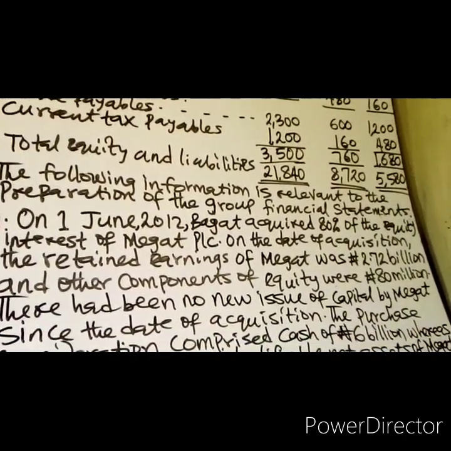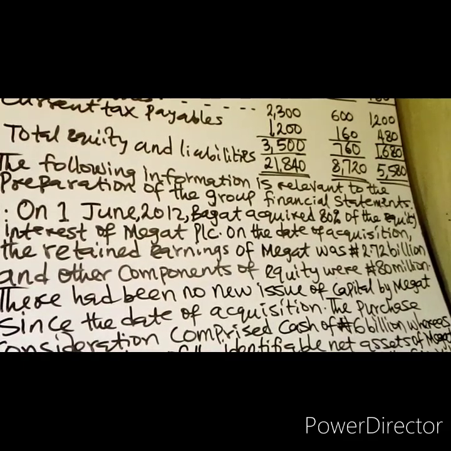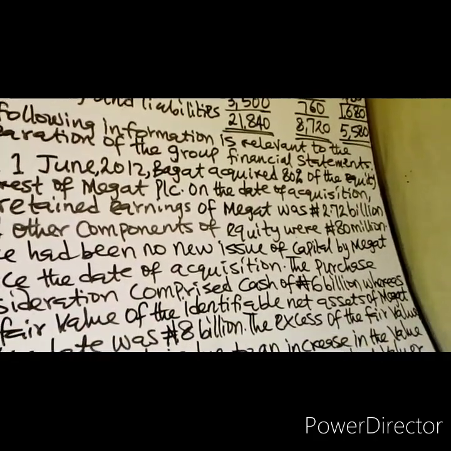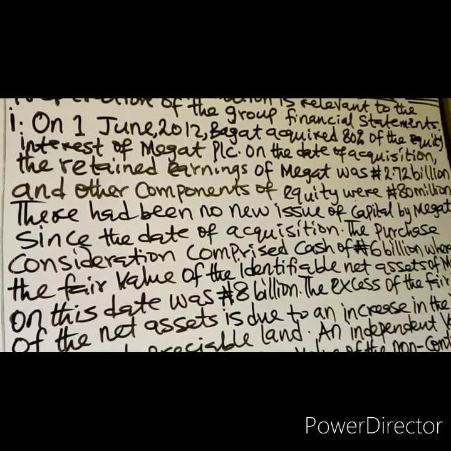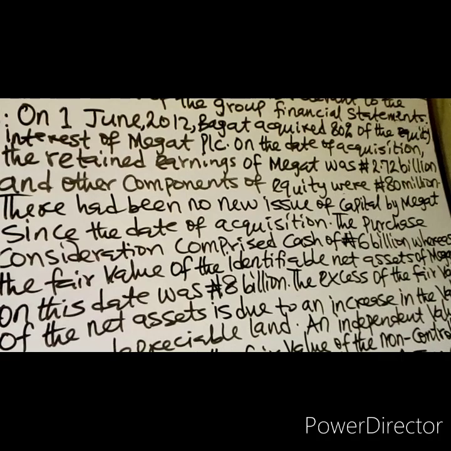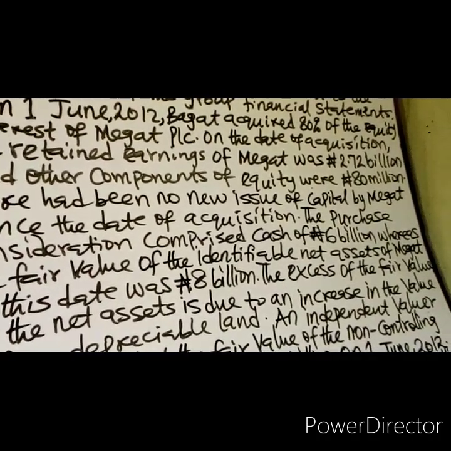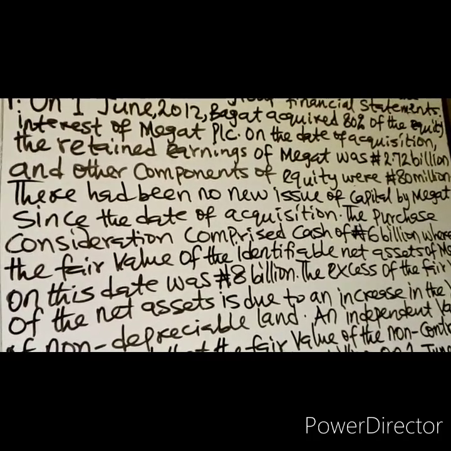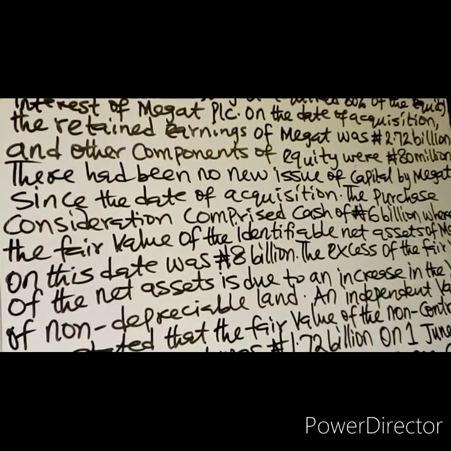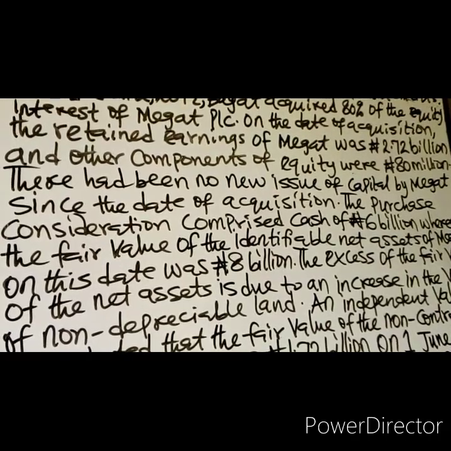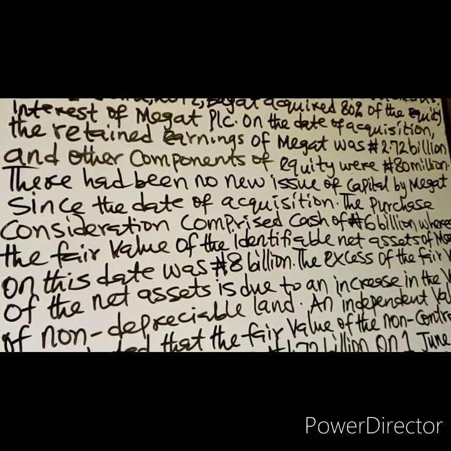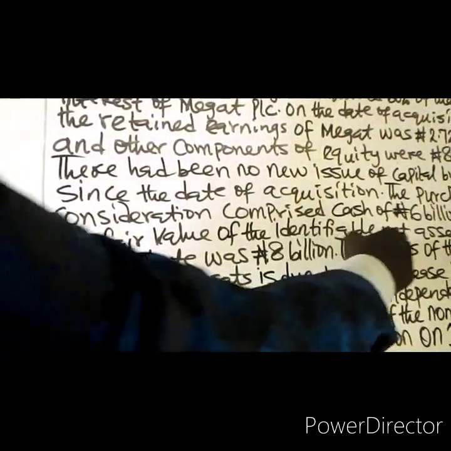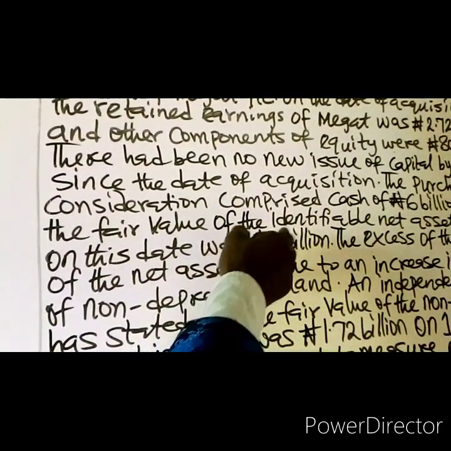The following information is relevant to the preparation of the group financial statements. On 1st of June 2012, Bagat acquired 80% of the equity interest of Megat PLC. On the date of acquisition, the retained earnings of Megat was 2.72 billion, and other components of equity were 80 million. There had been no new issue of capital by Megat since the date of acquisition. The purchase consideration comprised cash of 6 billion, whereas the fair value of the identifiable net assets of Megat on this date was 8 billion naira.